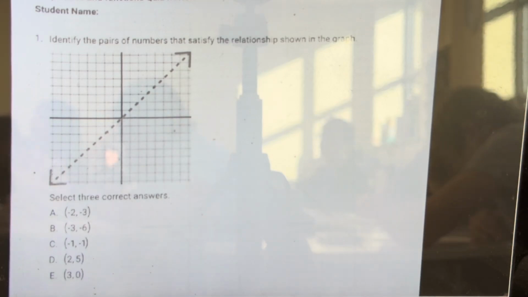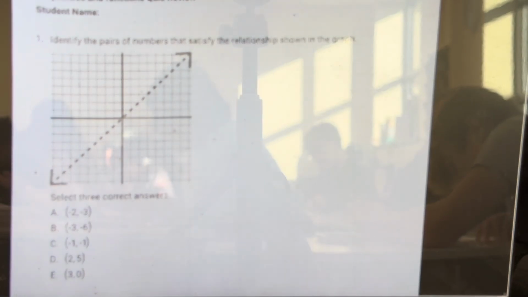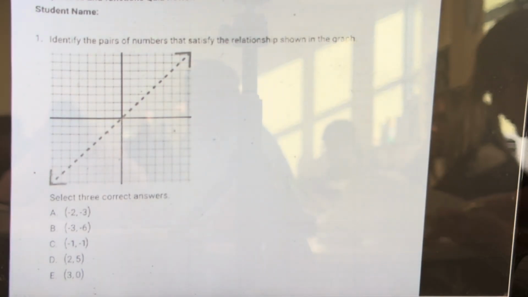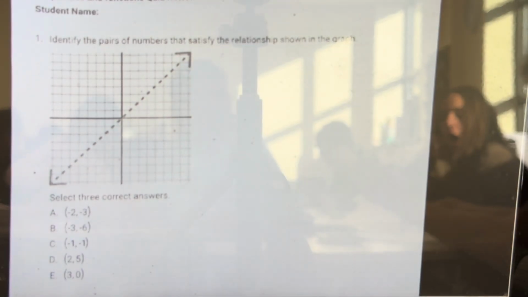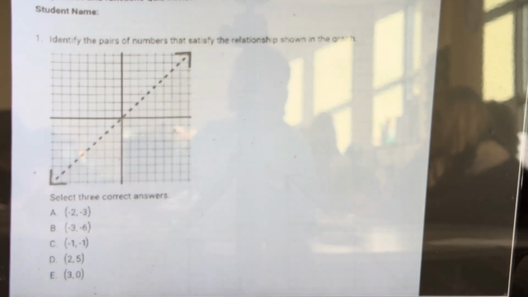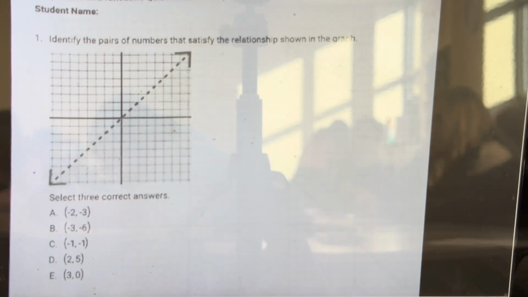Identify the pair of numbers that satisfy the relationship. So if you want them to satisfy, I'm already done. First off, it is the bottom half. That's the shaded region. So when you want it to satisfy, what does that mean? It needs to be in that shaded area.